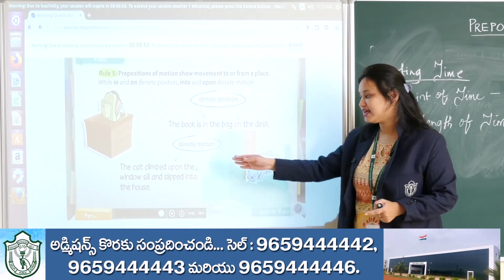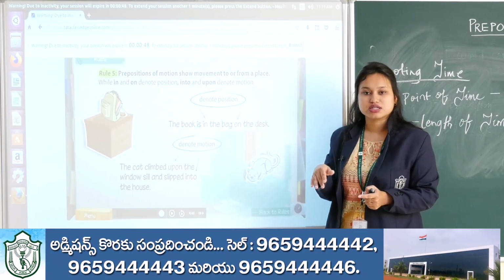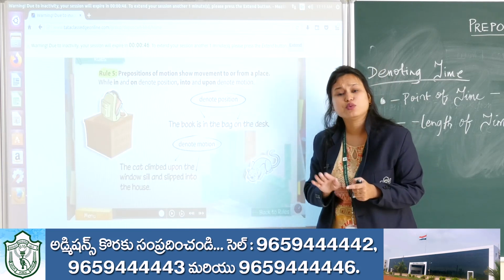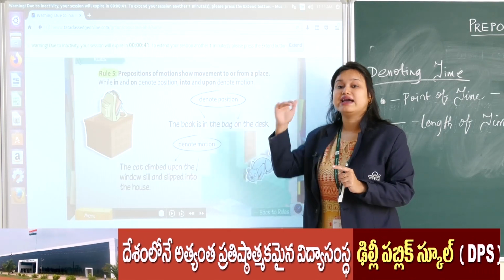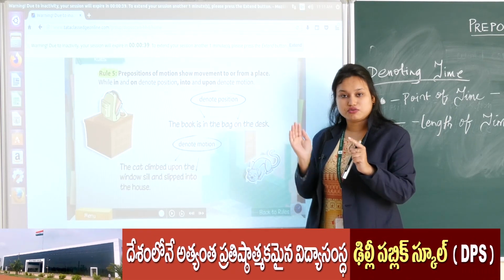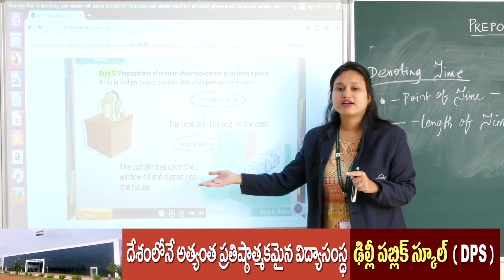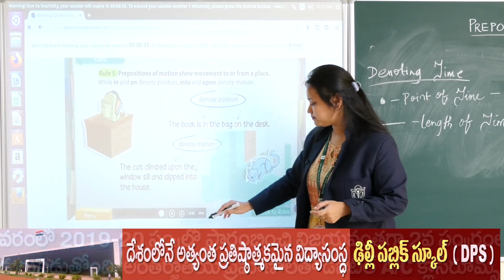So I cannot say the cat climbed on the windowsill. I can say the cat was sitting on the windowsill, right? But I cannot say the cat climbed. Climb is an action. One motion is being described. So I have to say upon there, right?